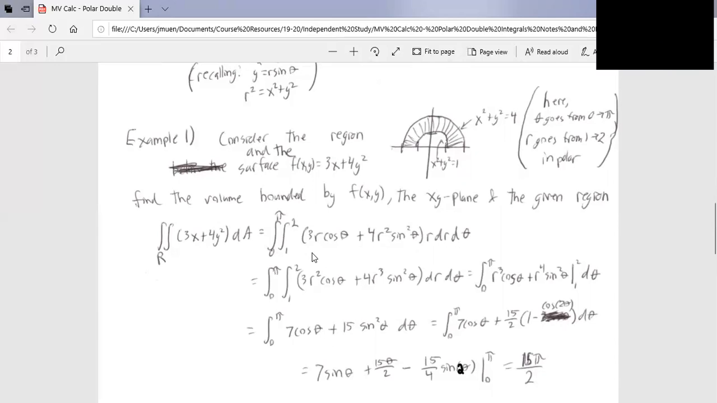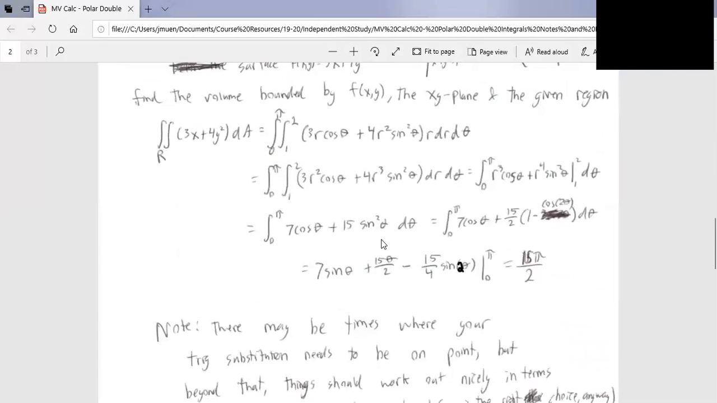Great and all, but we can change to polar form. So that x becomes r cosine theta, that y squared becomes r squared sine squared theta, dA becomes r dr d theta. And now theta goes from 0 to pi. R goes from 1 to 2. So super easy boundaries. So now we just integrate. We distribute this r across, integrate with respect to r first.